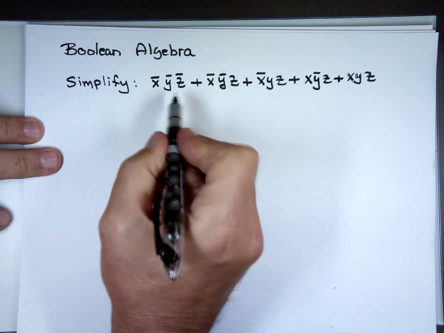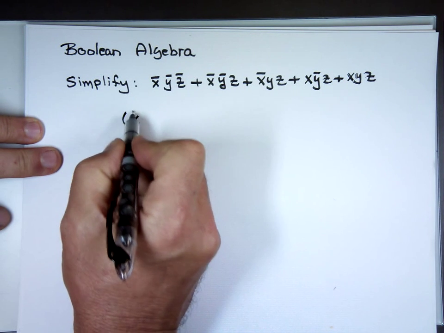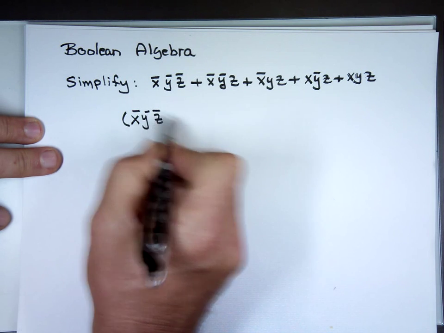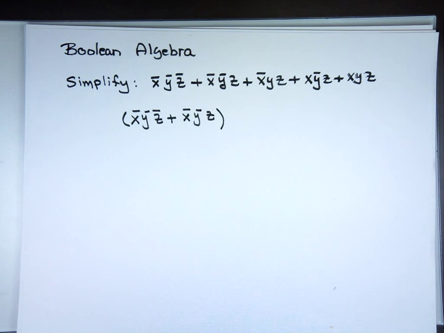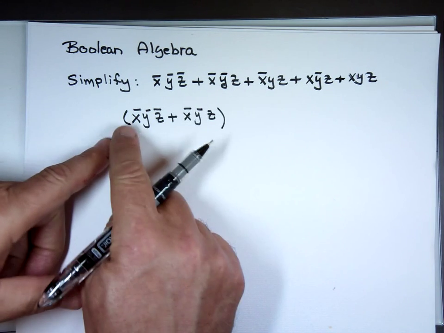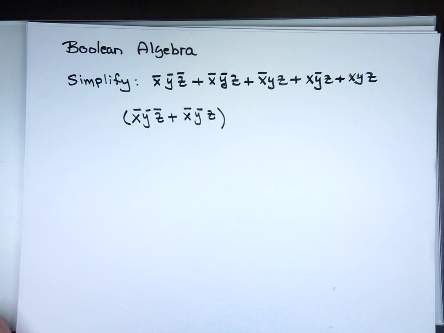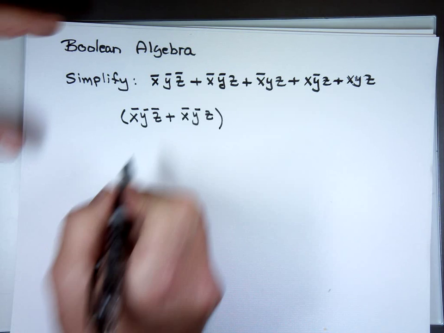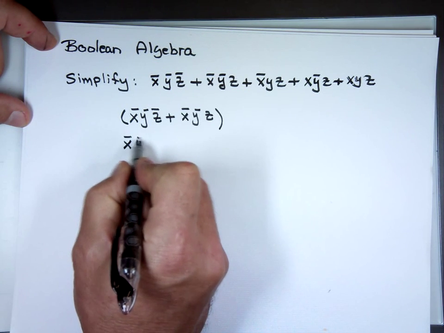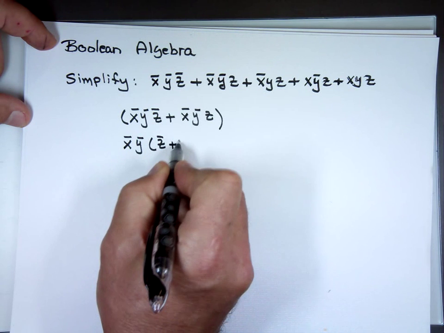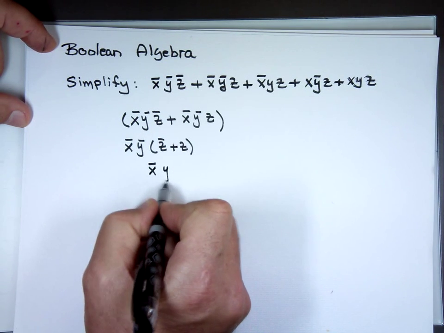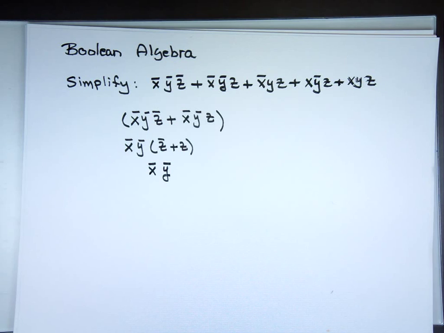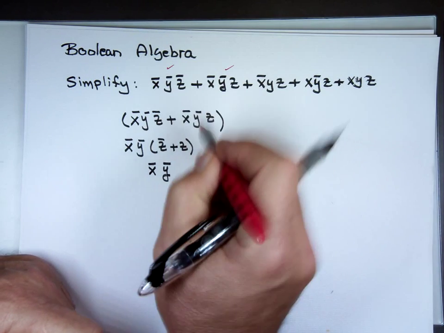I'm going to take the first group together. I'm going to just put parentheses around to let you know I'm going to be working with them. And the reason I chose the first two, because if you look at them, notice you have X bar, Y bar common to both of them. So if you factor that out, if you take it outside, what's left? Z bar plus Z. And what is Z bar plus Z? That's a 1. So this will simplify to X bar, Y bar. So I took this and right there.